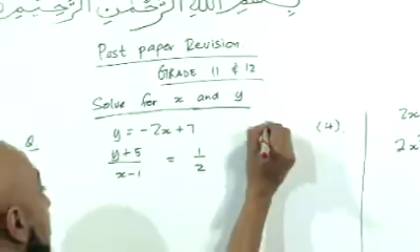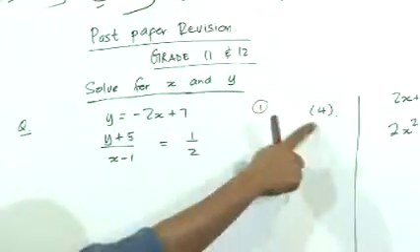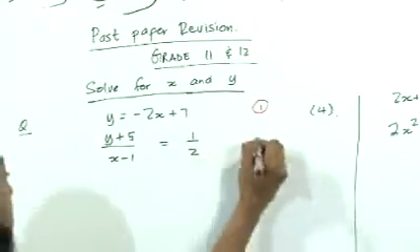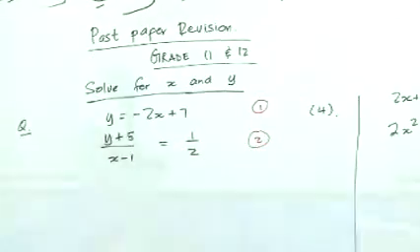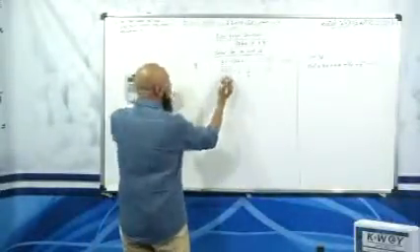So here we go. Equation number 1: y is equal to negative 2x plus 7. That's equation number 1. It's worth 4 marks in the exam. And this one here is equation number 2. Remember, we need to solve for x and y. Now the first one's already in terms of y. Let's look at equation number 2.